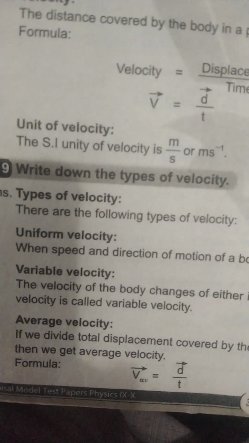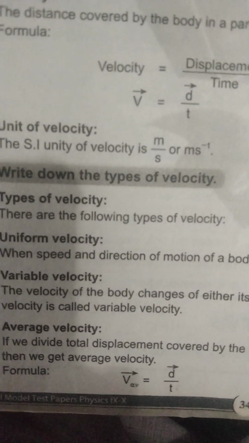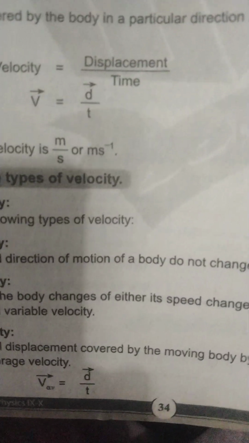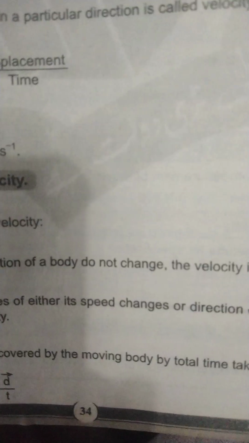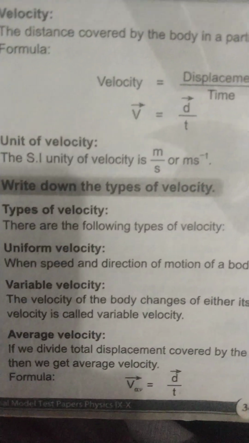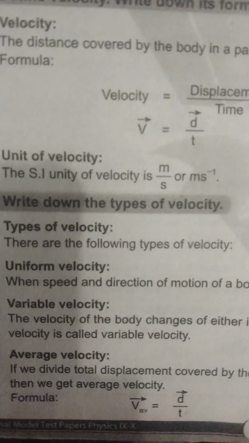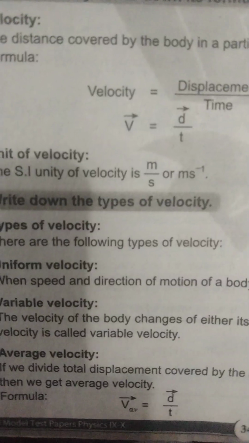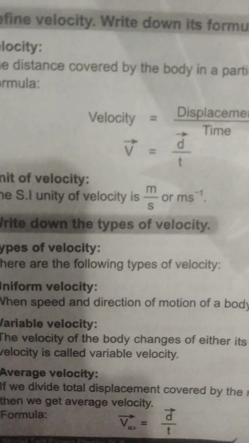Then what about variable velocity? The velocity of a body is variable if either its speed or its direction changes. Now again, average velocity. Simply, you can easily find V is equal to D upon T. So easy.